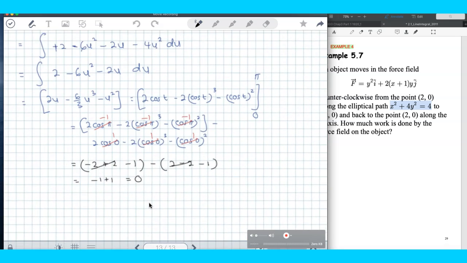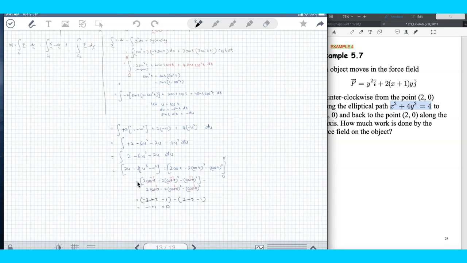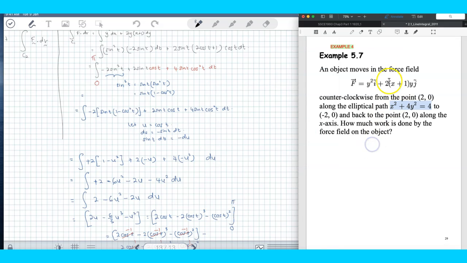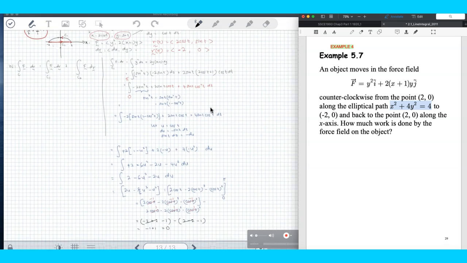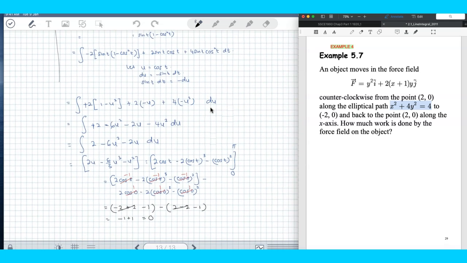Okay, so it looks like there are many terms, so be careful when you replace the value. It looks like the final answer is 0. So what we can see is the work done along the C1. This one is only for the C1. We don't yet evaluate the C2. So for the C1 only, the work done is 0.